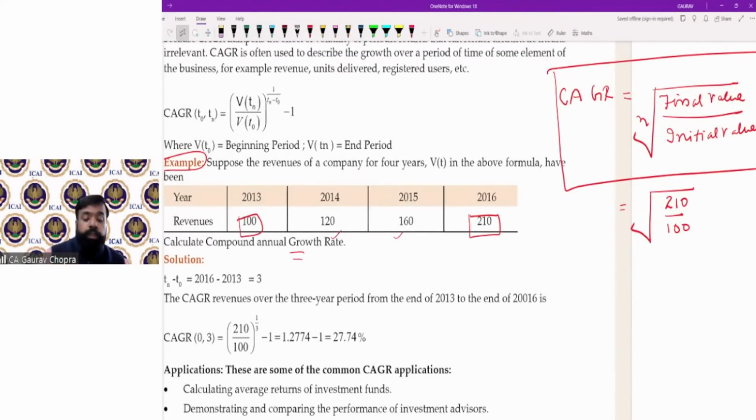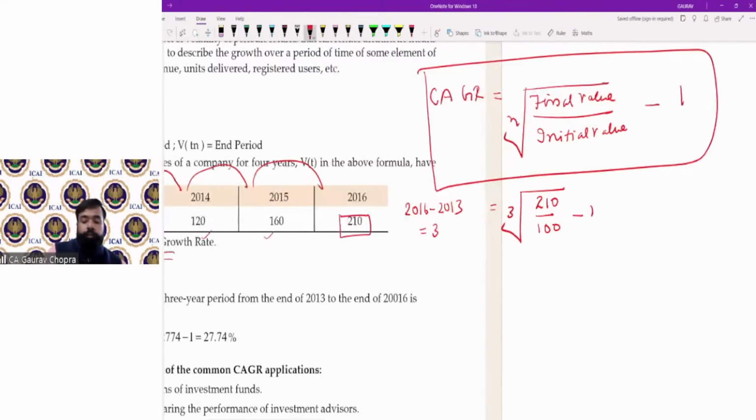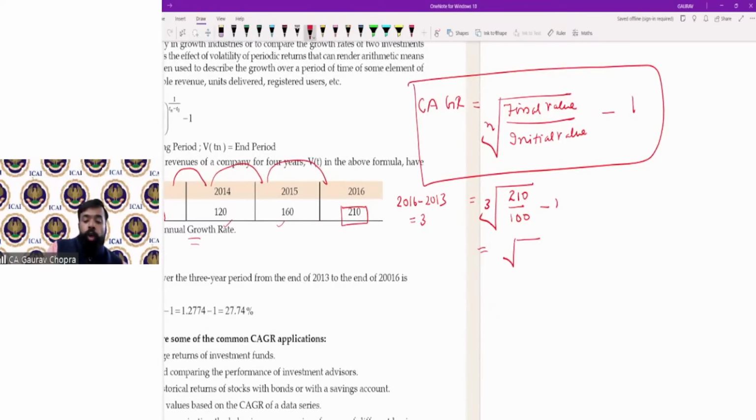So see the gap from 13 to 14, it is 1 year completed. 14 to 15, second year. And 15 to 16, it is third year. So 3 years are completed. So we have to compare according to this. Or simply you can do one thing, 2016 minus 2013, you are getting 3. So you have to find the cubic root and then minus 1. So cube root of 2.1 and then minus 1.